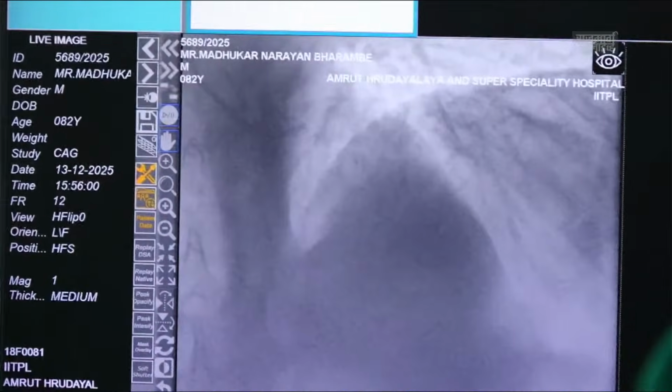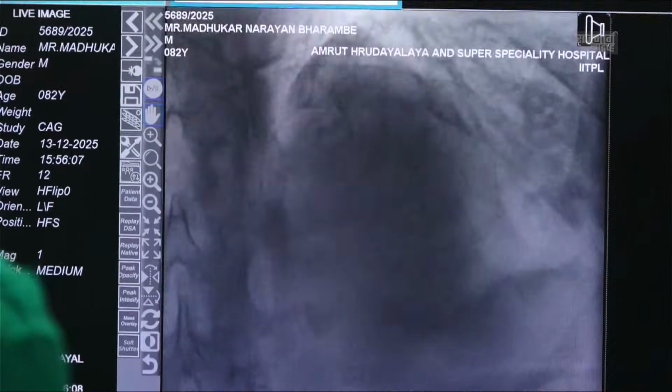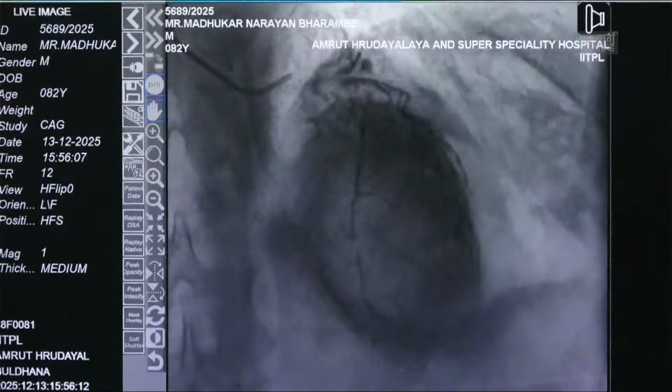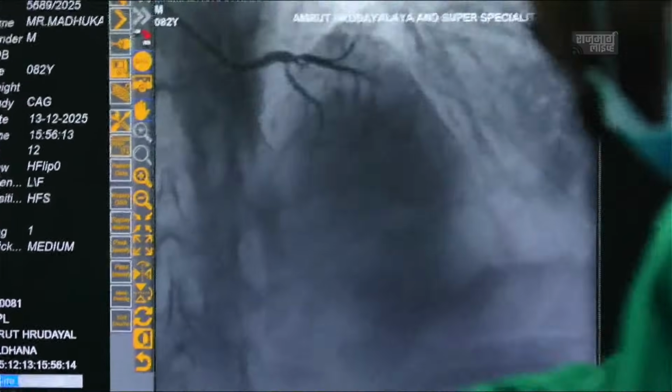Okay, ready? Now we have injected into the left coronary artery and there is a tight stenosis of the left coronary artery from the ostium.